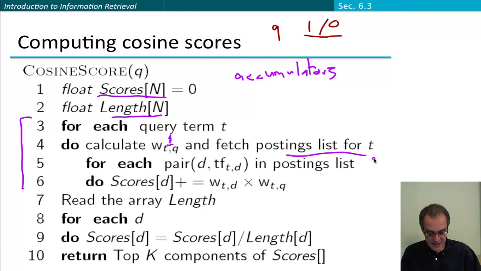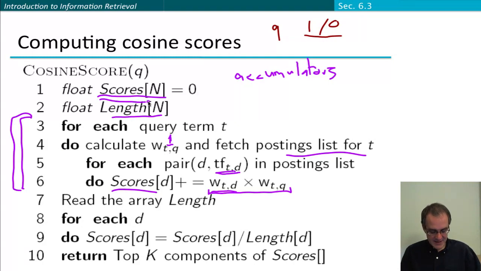Then for each document in the postings list, the term has a frequency in that document. We may want to scale that by doing something like log weighting, to give us our document weight for the term. Then we're computing the components of the dot product and summing them into the scores array. So in essence, the outer iteration is for each query term, and we're working out the components of the cosine score for each query term and accumulating it in this scores array.